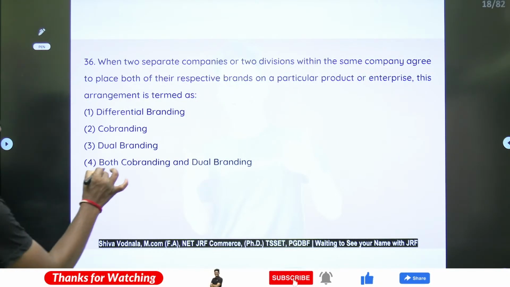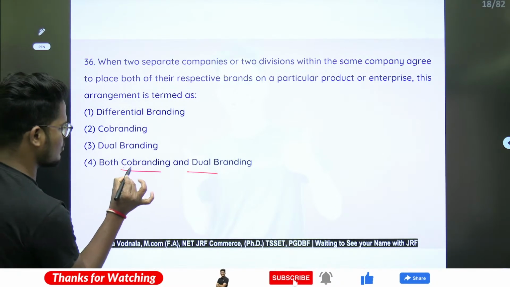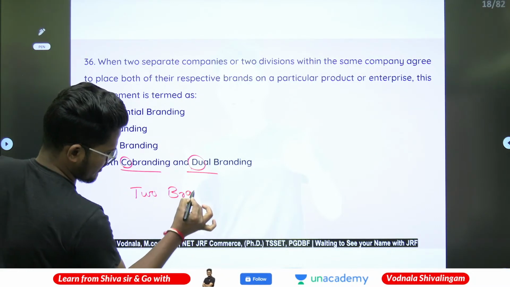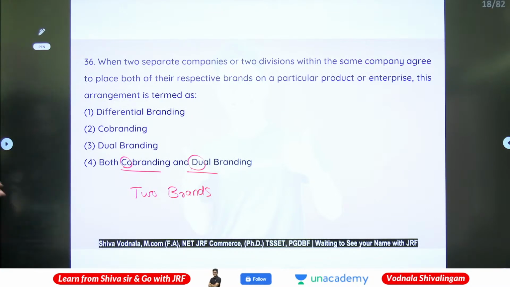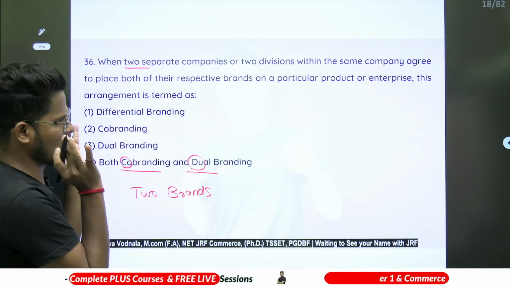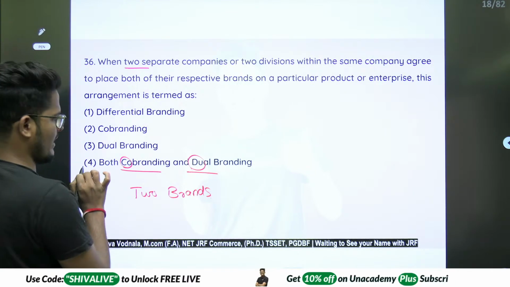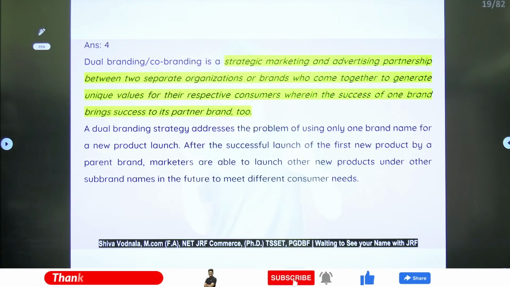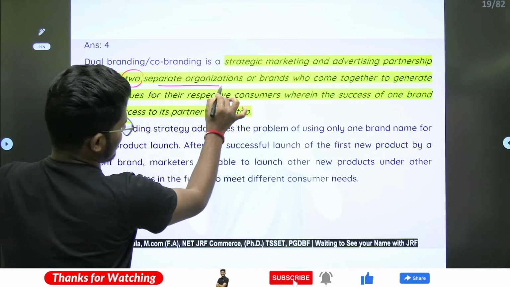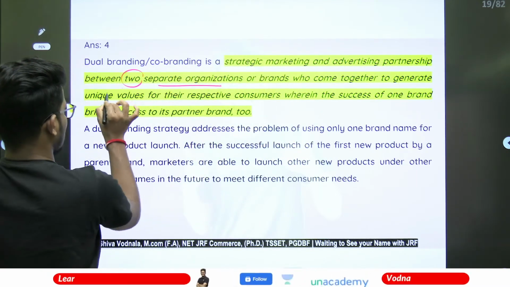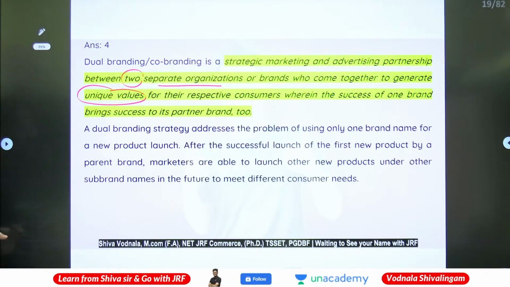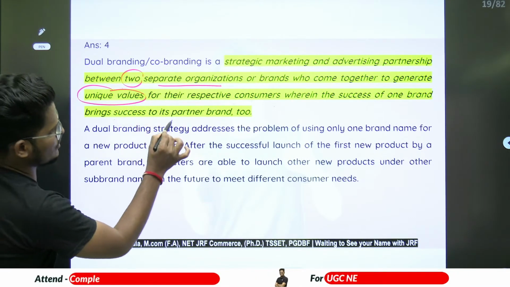The answer is 4, that is both co-branding as well as dual branding, because co and dual mean two brands are getting together to promote a product. Two separate companies, or two divisions, joining together to promote a particular product is co-branding or dual branding. Both companies' brands will get promoted. Dual or co-branding is a strategic marketing and advertising partnership between two separate organizations or brands who come together to generate unique value for their respective consumers. Both companies benefit, and the success of one brand brings success to the other partner brand also.